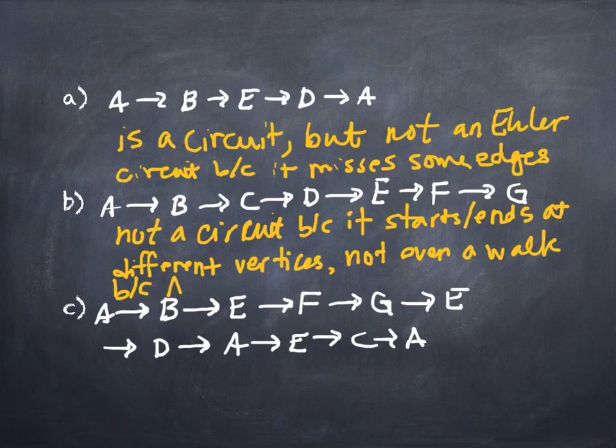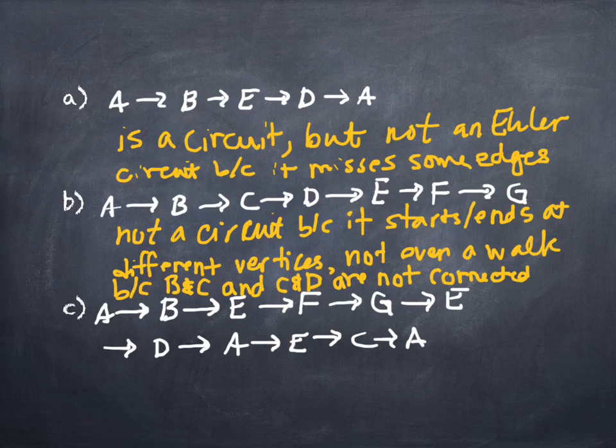because A and B, and then also B and C. Wait, I thought. Oh, was it B and C and D? You're right. Thank you. All right, let's fix that because B and C and C and D are not connected by an edge.